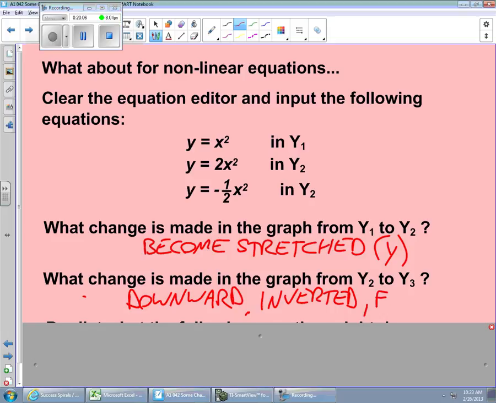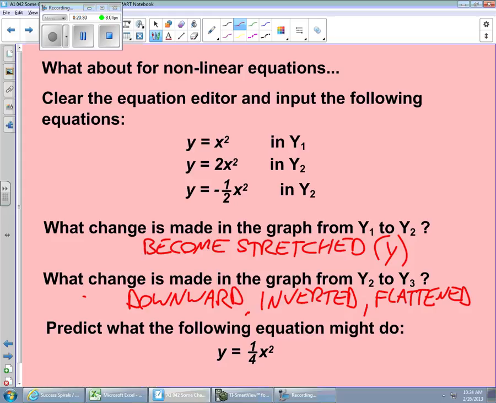So what C-scope will call that is being flattened, if I could learn to spell. It's being flattened, meaning the y value is not being pulled so hard in the y direction. It's taking a slower amount of time for it to open up.